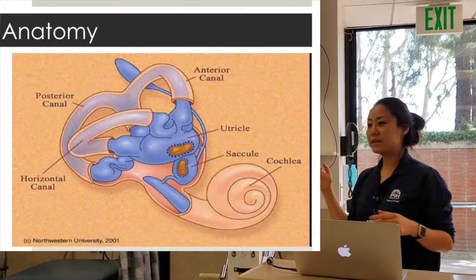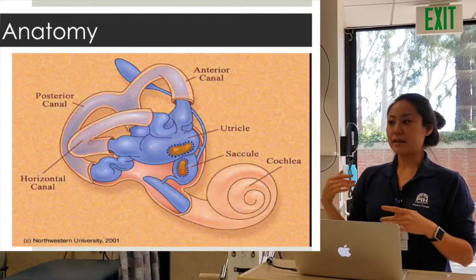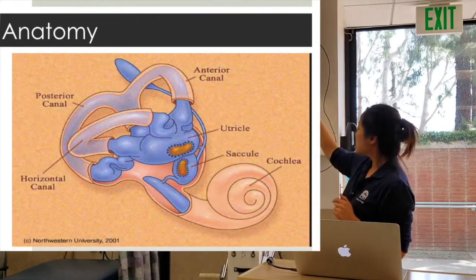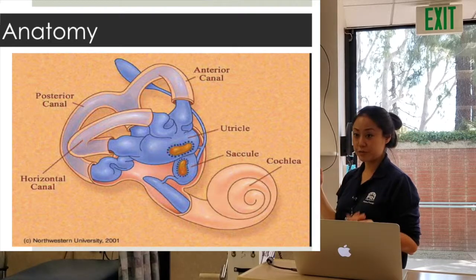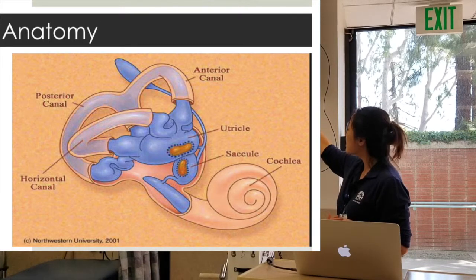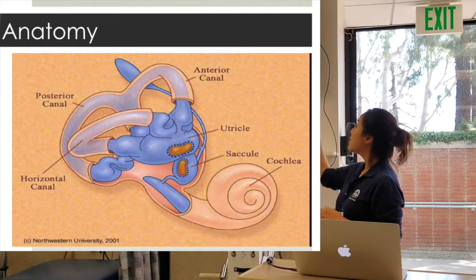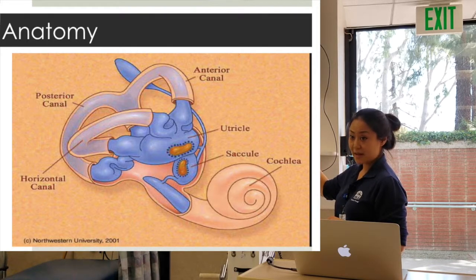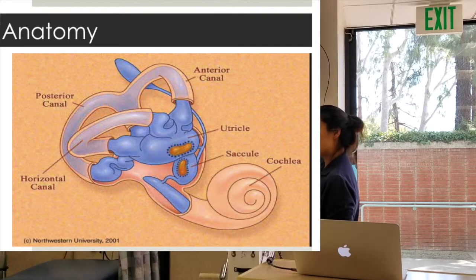The utricle and saccule detect linear movement, in a vertical plane or horizontal plane, so it's kind of like running fast or jumping kinds of motions. The posterior, anterior, and horizontal canals detect rotational movements, so movements of the head. The difference is that the utricle and saccule use these crystals to detect movement. In the canals, it's only endolymph, so there should be no crystals in there. BPPV occurs when the crystals dislodge from the utricle and saccule, and they start to float into the canals.